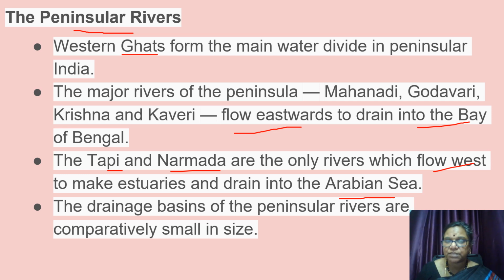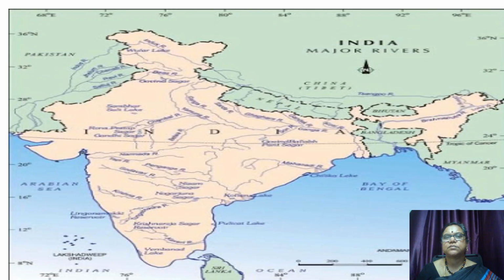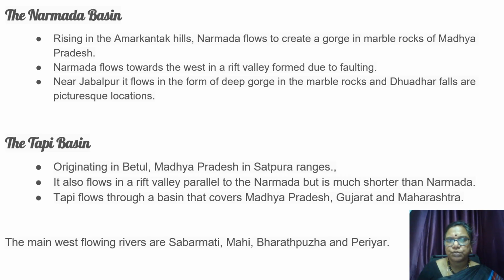Now, the drainage basins that are formed by the peninsular rivers, compared to the basins formed by the Himalayan rivers, are a little bit smaller. This is a map of the Himalayan rivers and also the peninsular rivers, which has to be done by the students and pasted in the classwork or wherever map activity book that you have. Now let us go through the peninsular rivers.